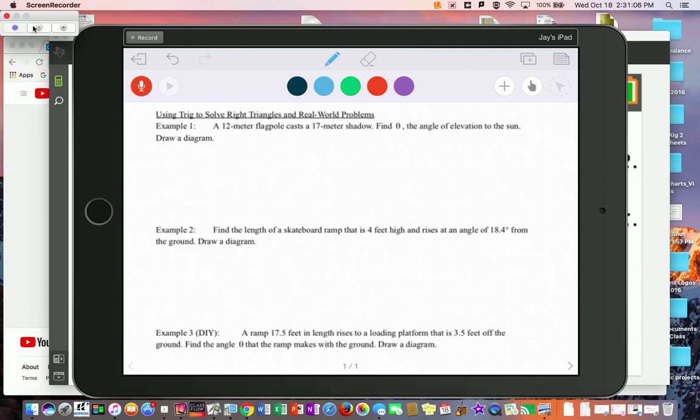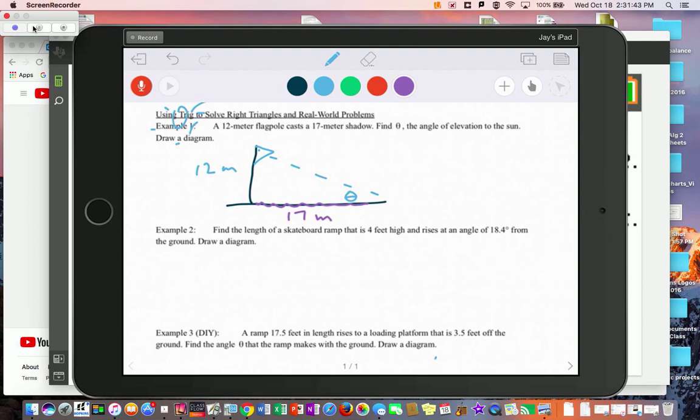All right, I'll do the first two, and then you can do the last DIY. But if we draw the ground, and I put a flagpole, and that flagpole is 12 meters, the sun would be up here, and this angle of elevation is what they want us to find. Now the shadow, make sure you put the shadow on the ground. The shadow's on the ground, and so that's a 17-meter shadow.